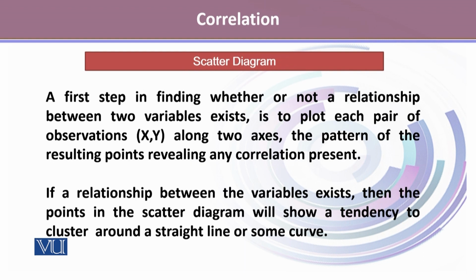So the first step in correlation analysis is to look for a scatter diagram. A scatter diagram helps us to pictorially represent the relationship between two variables. It's a plot where each pair of observations, x and y, along two axes, are plotted, and the pattern of the resulting points reveals any correlation present or not. So if the relationship between the variables exists, then the points in the scatter diagram will show a tendency to cluster around a straight line or form some curve.